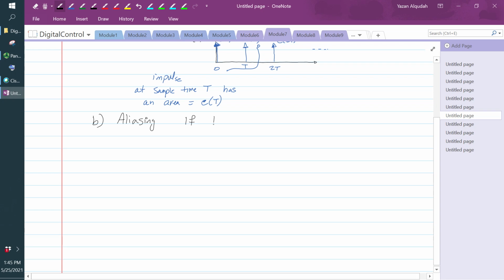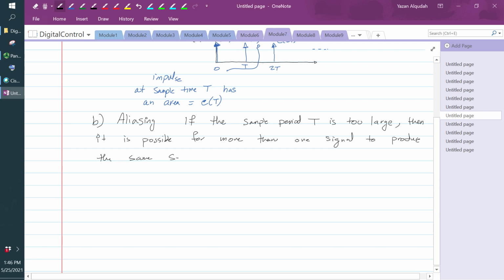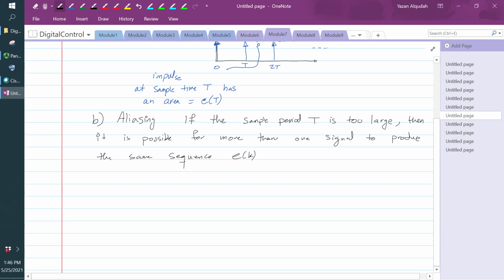If I'm sampling a signal, and if the sample period T is too large, then it is possible for more than one signal to produce the same sequence e of k. What does that mean? Let's look at an example.